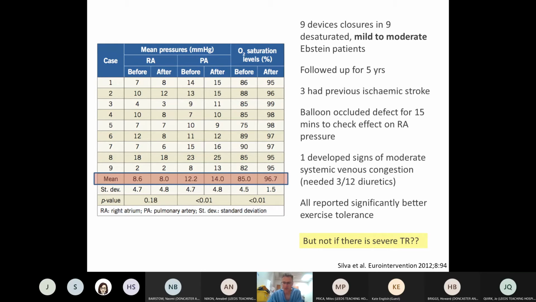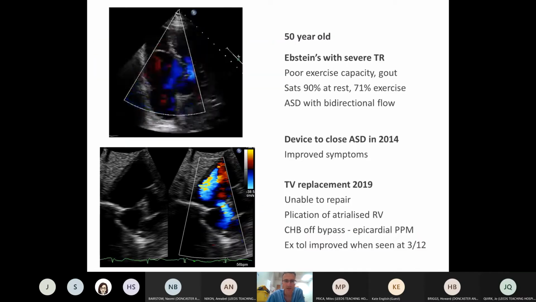The conventional wisdom seems to be that you can do it when Ebstein's is not too bad, but if there's very severe TR or worse Ebstein's, it's probably not the right thing to do, because you're more likely to cause right heart failure.